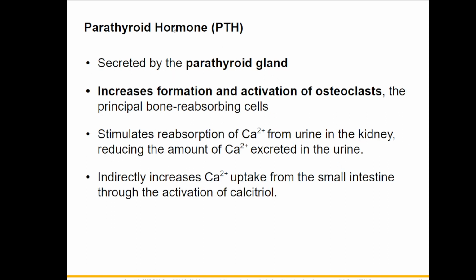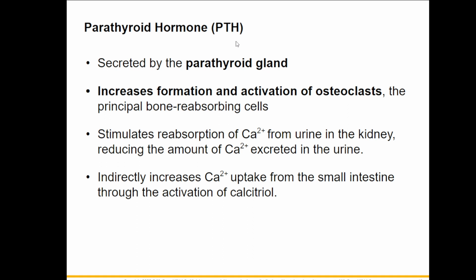So, first we have the parathyroid hormone or PTH. The parathyroid hormone is produced by your parathyroid gland. Where do you find your parathyroid gland? It's actually at the neck area. It is behind the thyroid. Thus, the name parathyroid, meaning behind the thyroid.